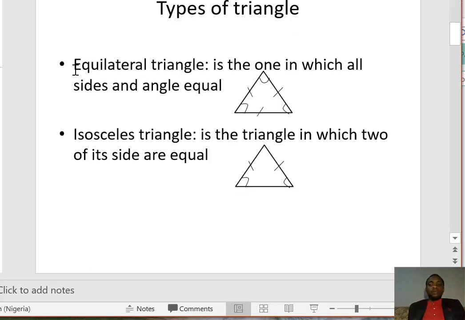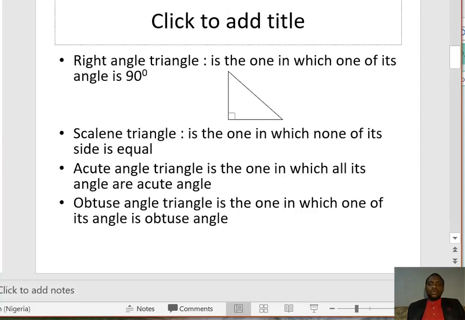We have different types of triangle: equilateral triangle, in which all the sides and all the angles are equal. And also we have isosceles triangle, in which two of its sides and two opposite angles are equal as well. Then we have another type of triangle. That one is a right angle triangle. It's a triangle in which one of its angles is 90 degrees. We also have another triangle, scalene triangle. It's the one in which none of its sides is equal.